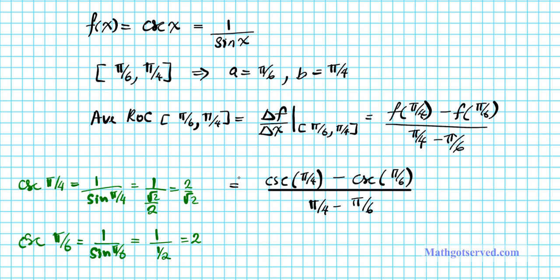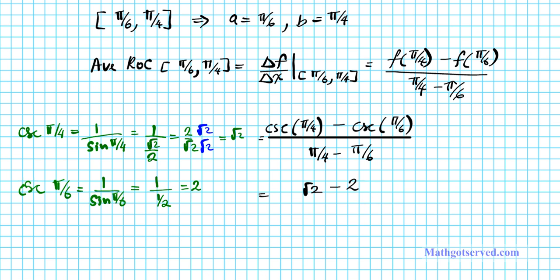Before I input this, let me quickly rationalize cosecant pi over 4 since it has a radical in the denominator. If I rationalize 2 over root 2, I'll end up with 2 root 2 over 2, and the 2's cancel out, so we have root 2. Okay, we're good to go. So now cosecant pi over 4 has the value of root 2, minus cosecant pi over 6, which is just 2, and we're going to divide that by pi over 4 minus pi over 6.